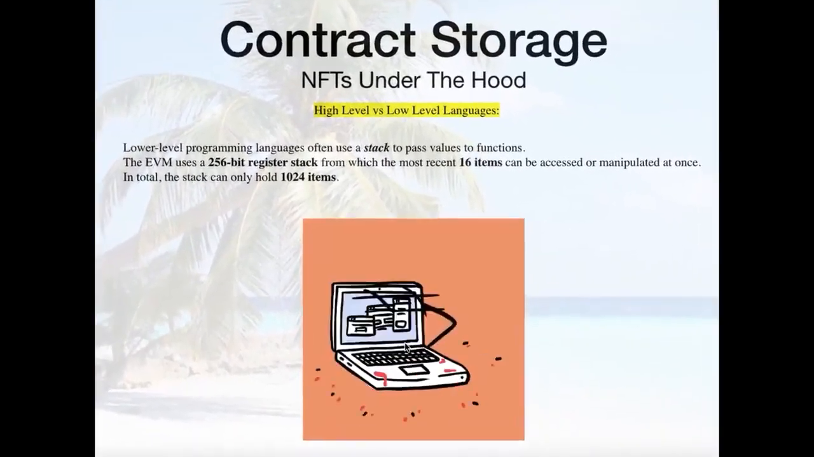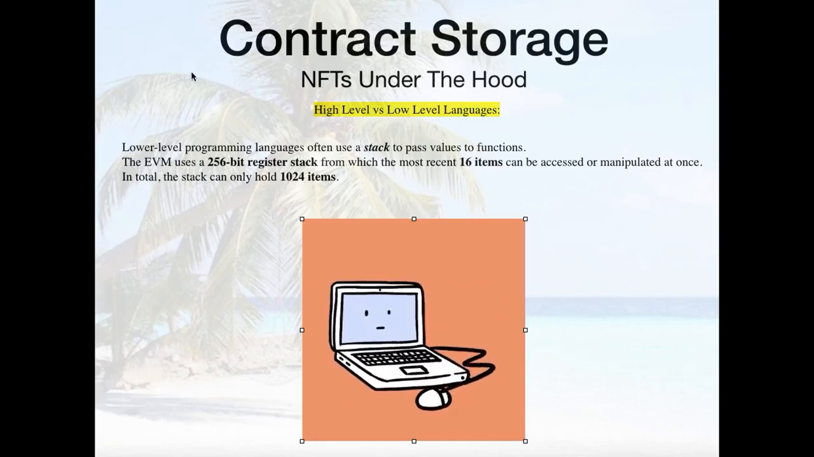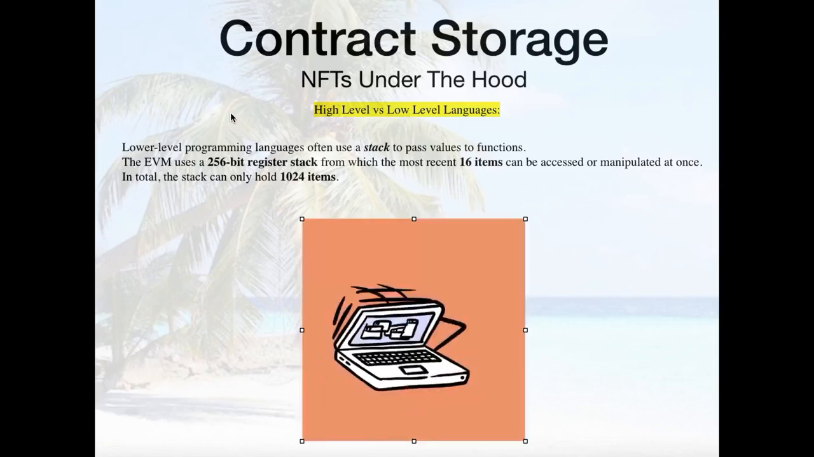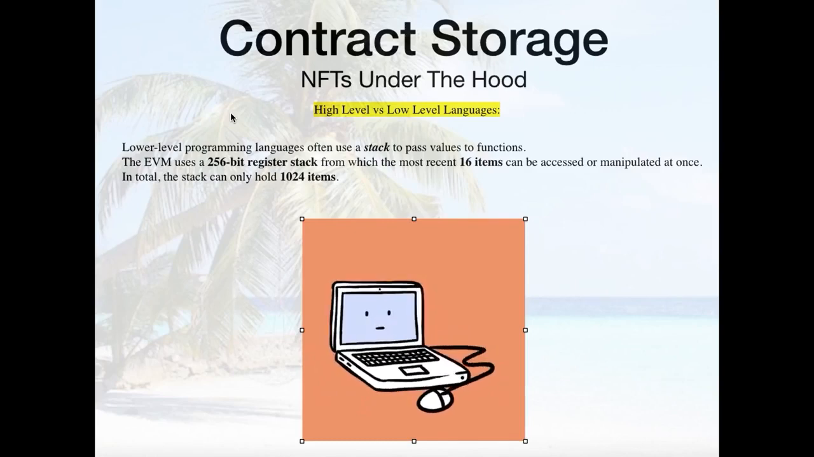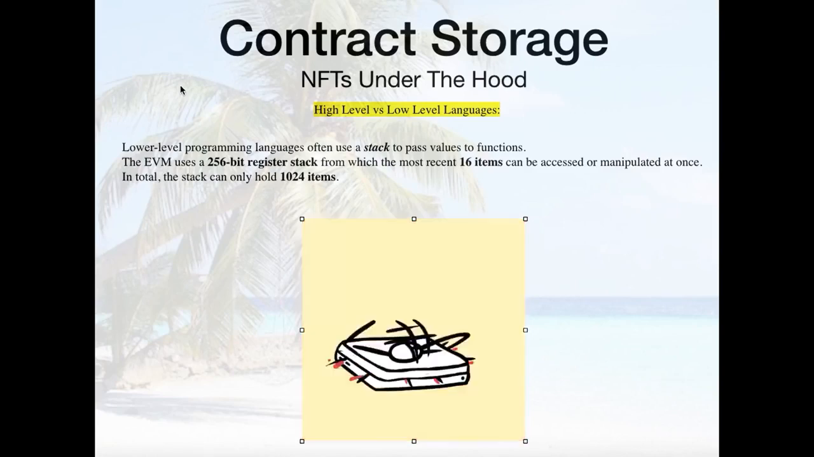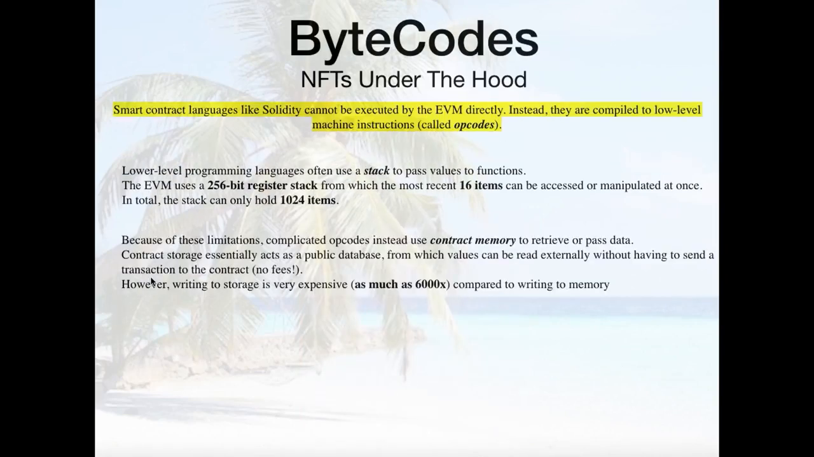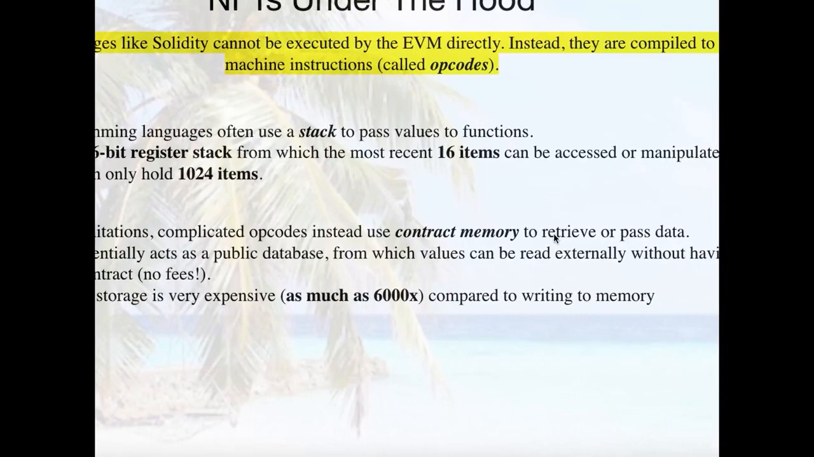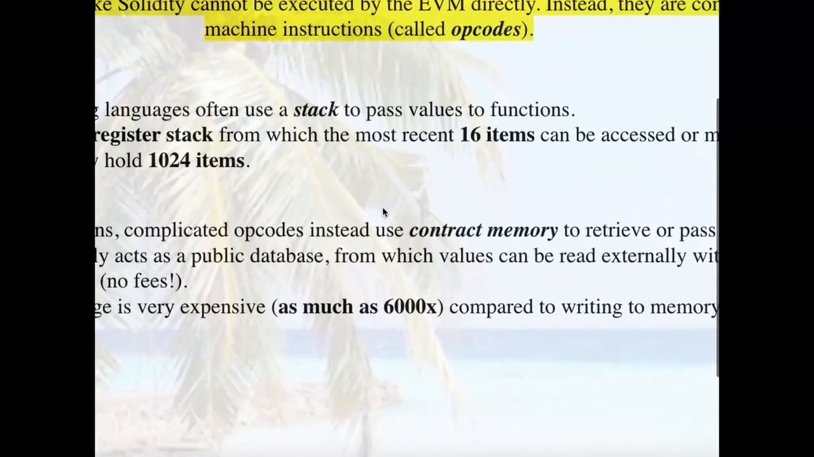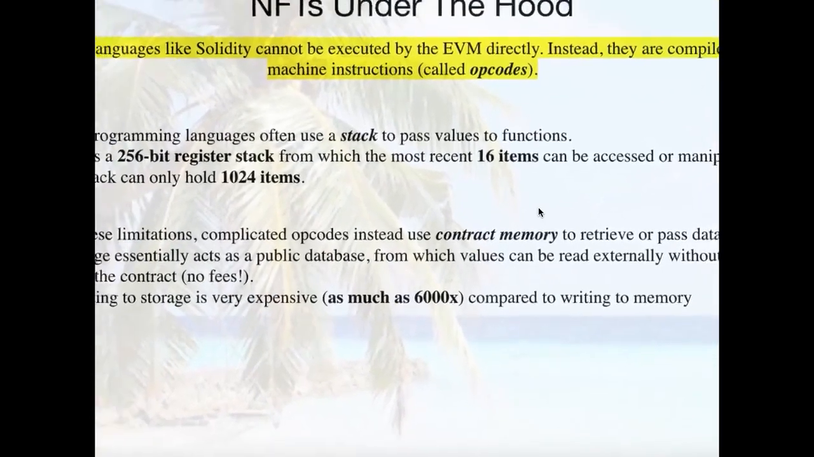You don't have to memorize this, but it does play a significant role when it comes to the storage of contracts, because there are a lot of misconceptions in terms of contract storage. How does it work? How are we storing information, our variables, our data? Because of these limitations, because we can only hold 1024 items, we use contract memory to retrieve or pass data. And when we write our smart contracts, we're going to be working with the memory keyword or the storage keyword when we want to store data.